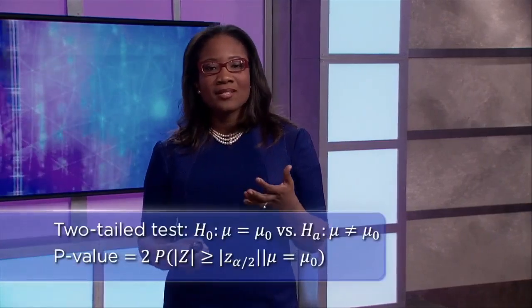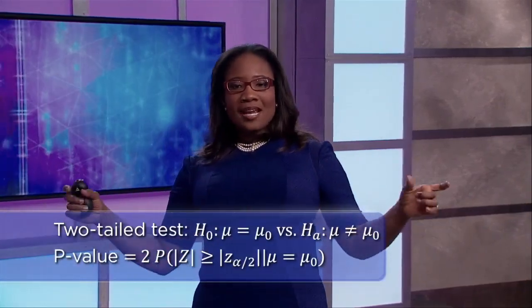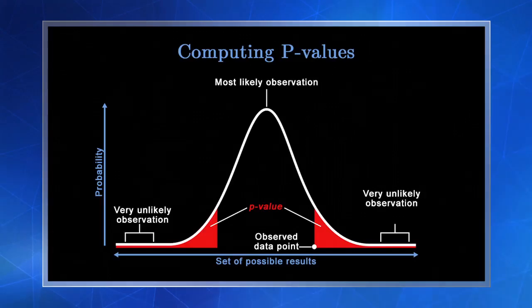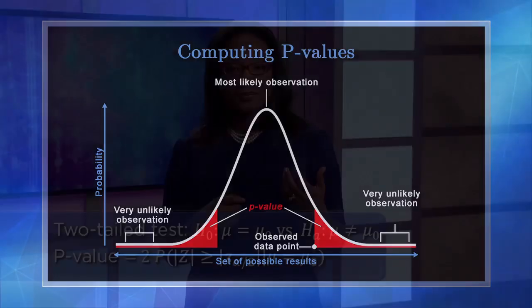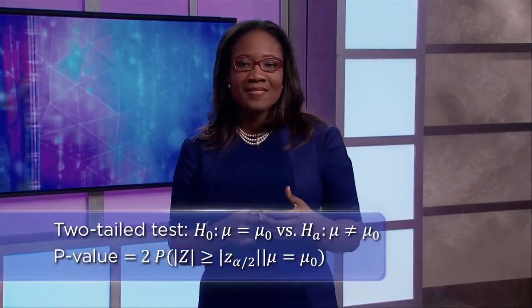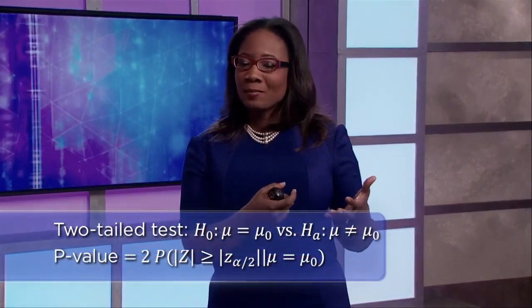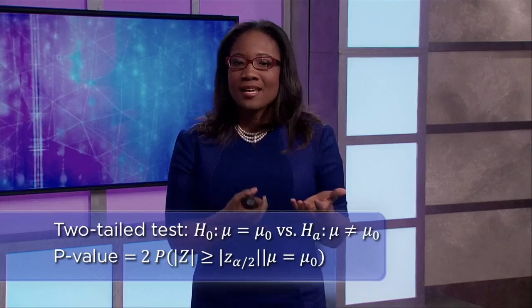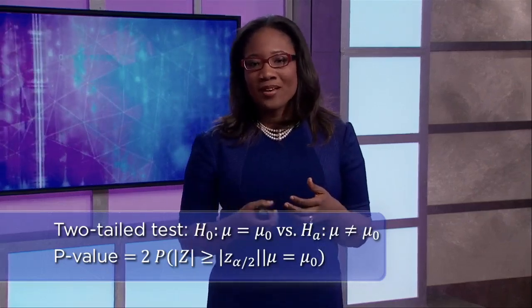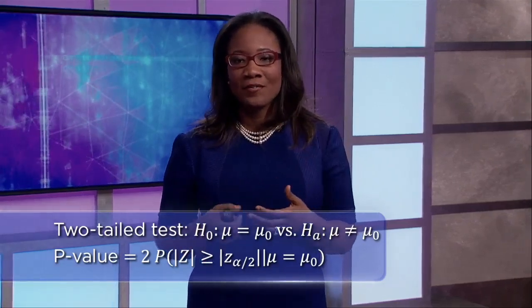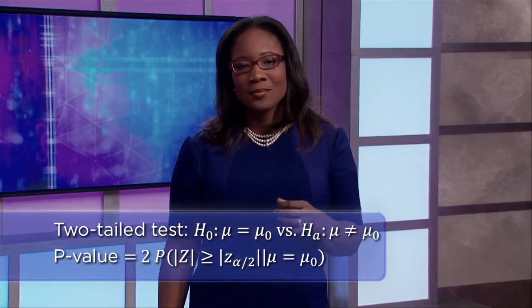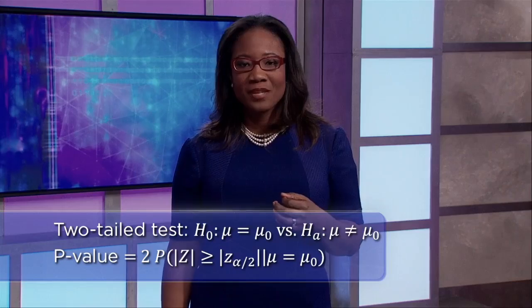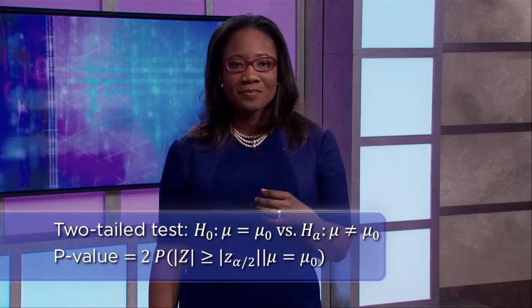And then for a two-tailed test, we're doing the same thing, but now we've got to add up that area in the tail. So we're going to multiply that probability by 2. So that's the probability that the absolute value of z, because it could be positive or negative, is greater than or equal to the absolute value of our z critical value, z alpha over 2, because it could also be positive or negative, under the assumptions of the null hypothesis. We have to multiply that by 2.